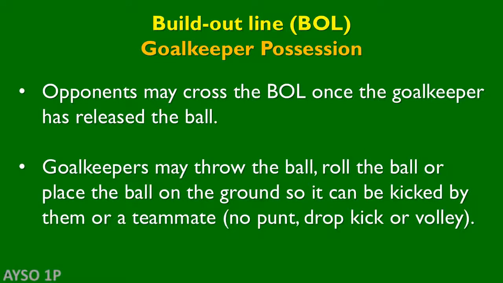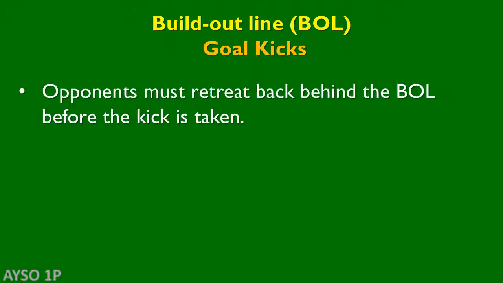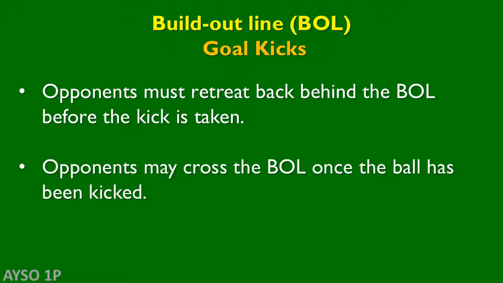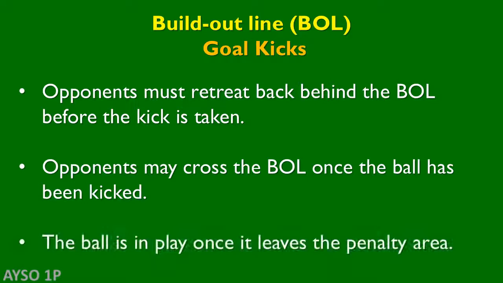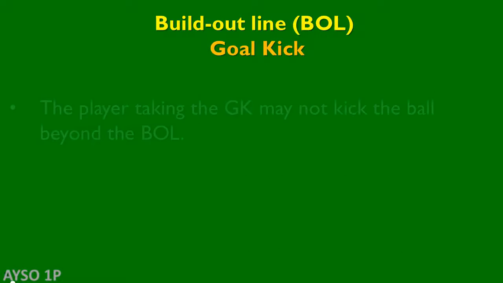Goalkeepers may throw the ball, roll the ball, or place it on the ground so it can be kicked by them or a teammate. For goal kicks, opponents must move beyond the build-out line before the goal kick is taken. Opponents may cross back across the line after the ball has been kicked, but it is not in play until it leaves the penalty area and enters the field of play.